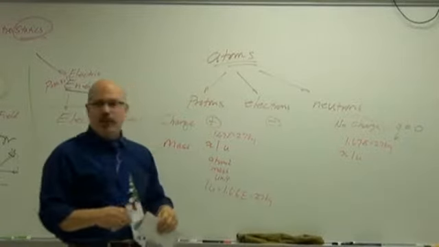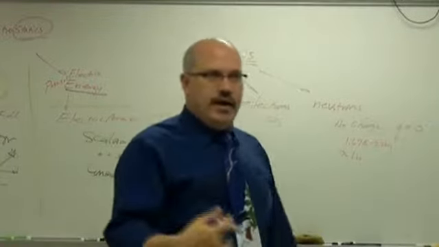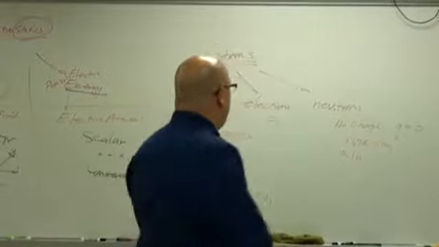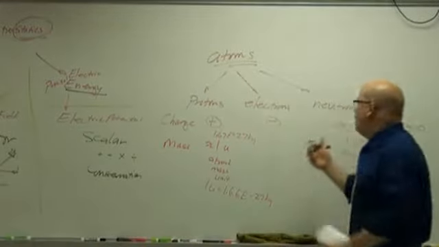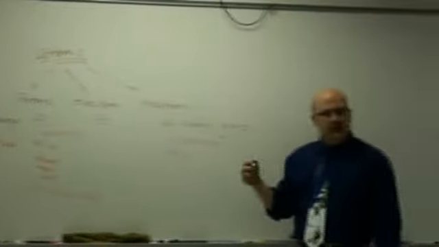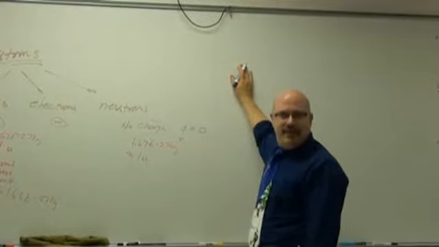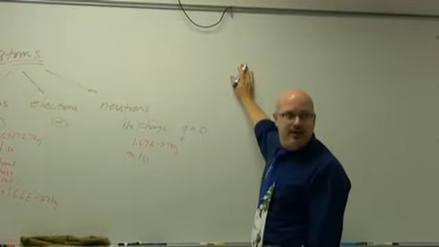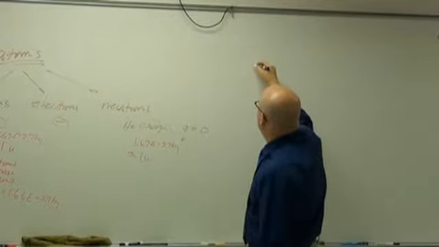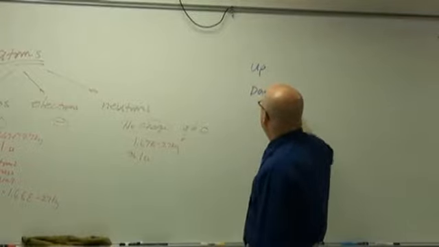They are a fundamental particle of matter, as far as we know. But protons and neutrons are actually made up of what we call quarks. Now they've discovered 6, and they don't believe right now that there are any more than that. There are 6 quarks. There's an up, and there's a down, and there's 3 of each.